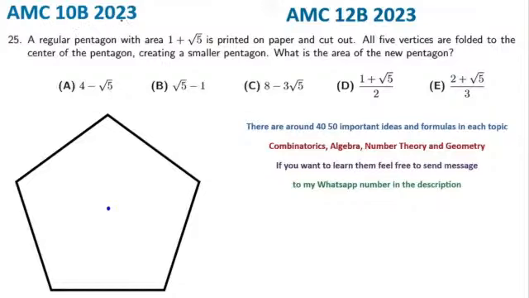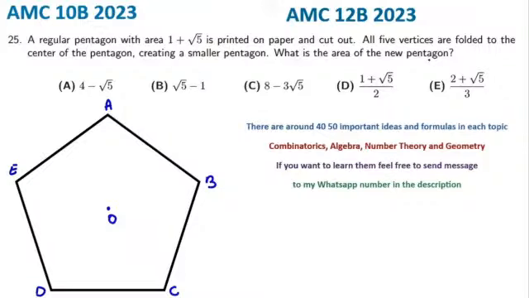Last problem of AMC 10B and 12B 2023. A regular pentagon with area 1 plus root 5 is printed on paper and cut out. All 5 vertices are folded to the center of the pentagon. For example, center is O, and it is A, B, C, D, and E. All of them are folded to the center of the pentagon, creating a smaller pentagon. What is the area of the new pentagon?